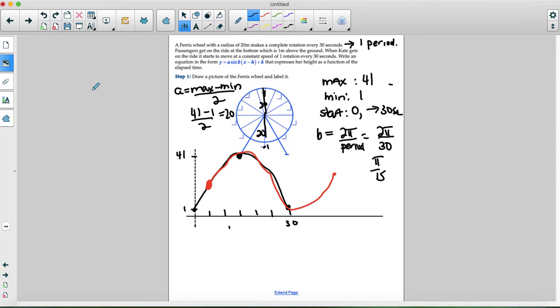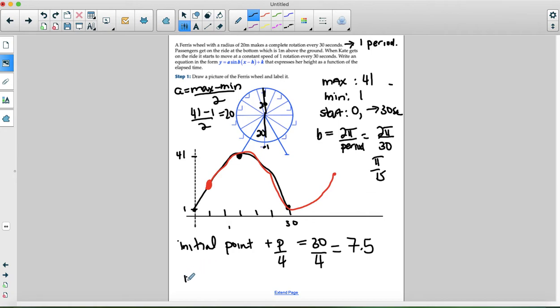Well, the h is going to be, if your starting point, your initial starting point, plus a quarter of the period. It's always going to be a quarter of the period. It shifts over a quarter of the period. So what's a quarter of the 30? 30 divided by 4 is 7.5. That's your h. So initial point plus period over 4 is going to be your h.